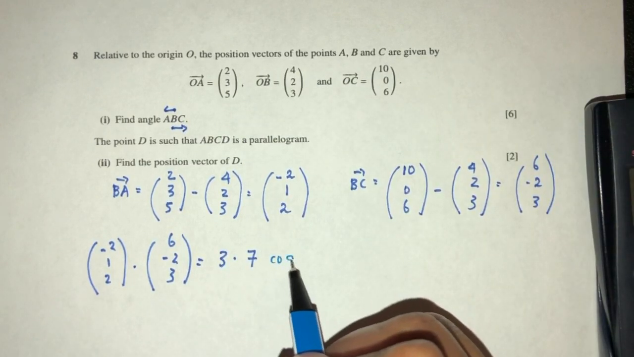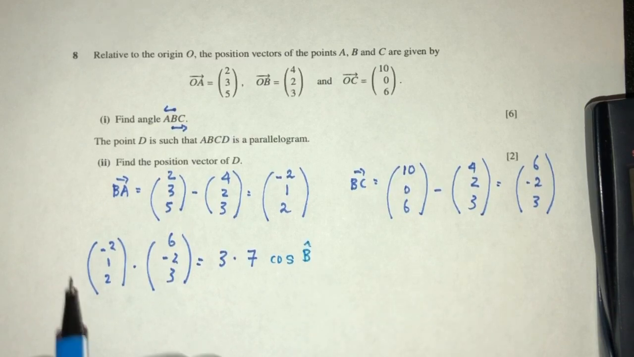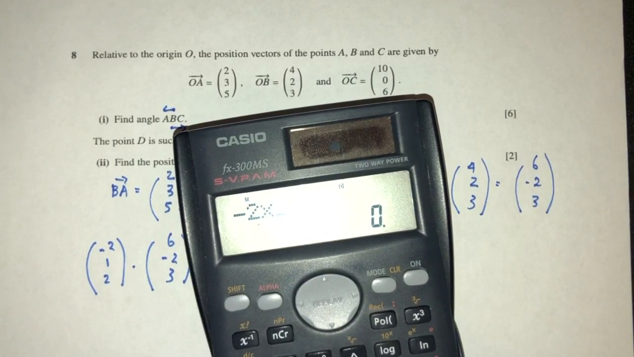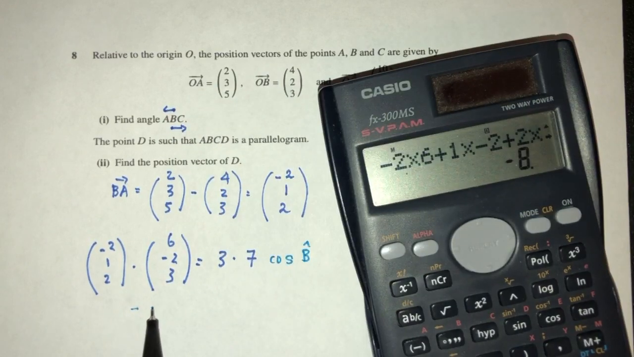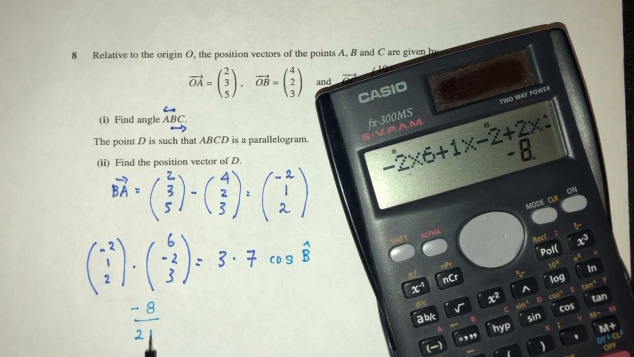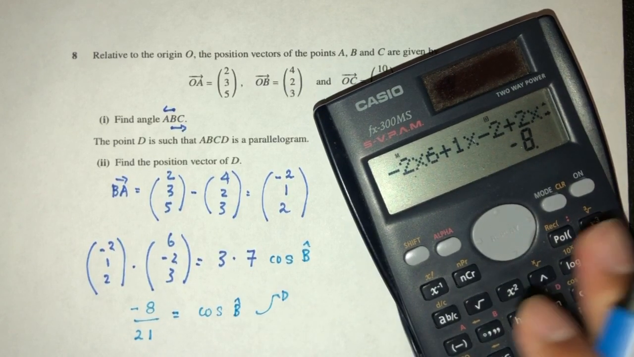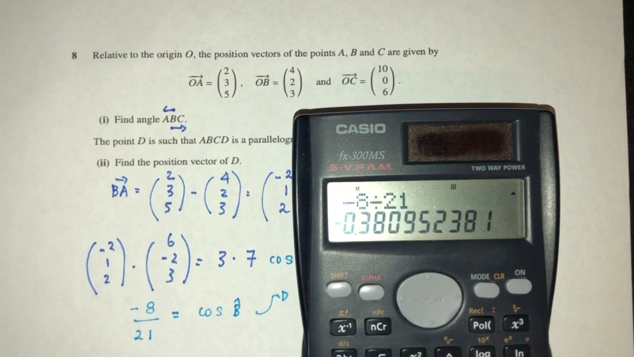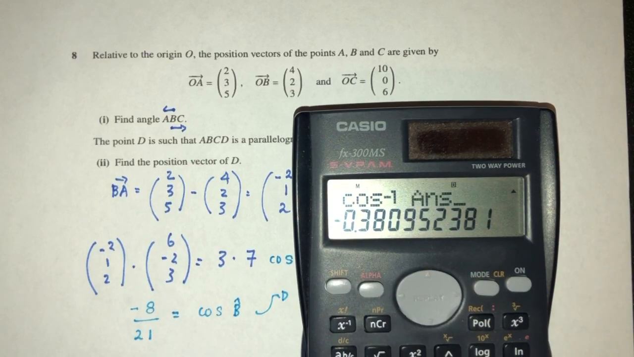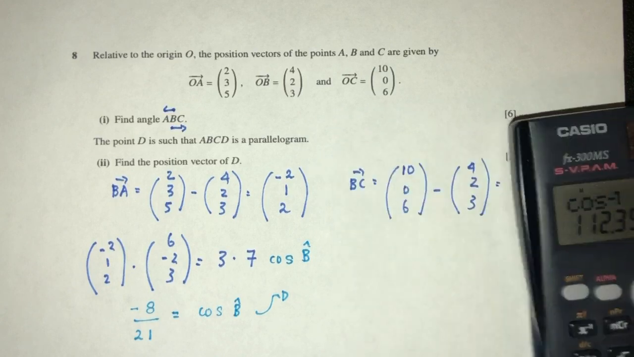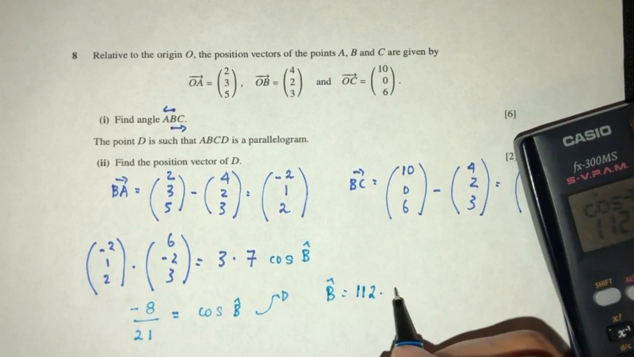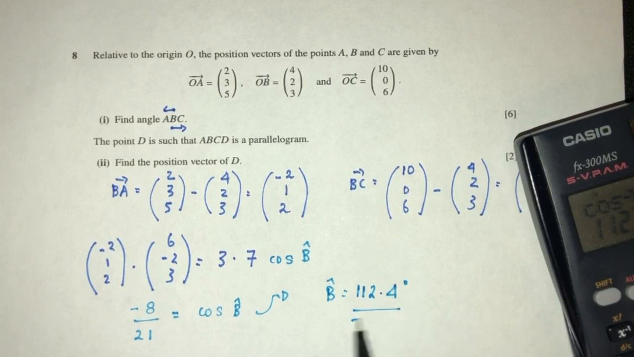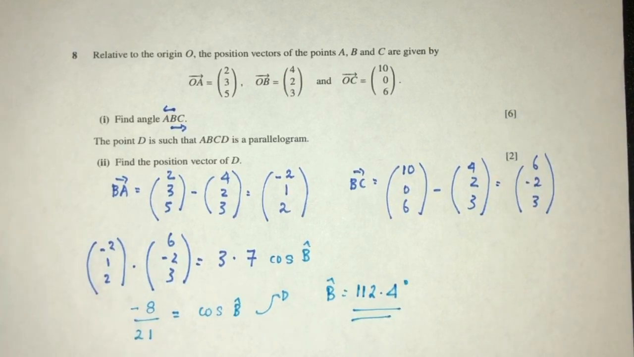Then times cos of the angle B. So simplify. Minus 2 times 6 plus 1 times minus 2 plus 2 times 3. That should be minus 8. Over the value of 21, and that should be cos of B. So simplify. Minus 8 divided by 21, what is this? Cos inverse of the answer should be 112.4 degrees, correct to 1 decimal place. That is part 1 of your question.